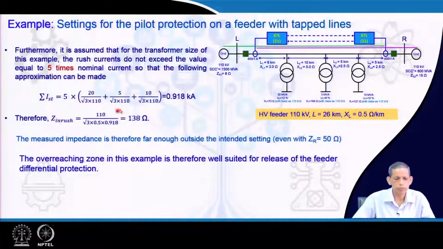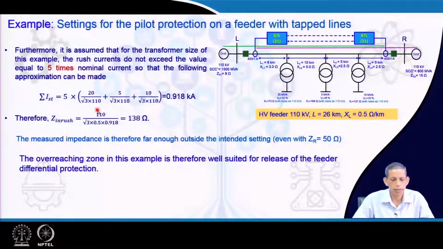So, going to that, let us consider that the inrush current in each tapped line is 5 times the nominal current of that branch. The nominal current corresponds to 20 MVA here, 5 MVA here, and 10 MVA here. So, the total sum of the inrush current, which is 5 times the nominal current of the first transformer, second transformer, and third transformer, results in the total current during inrush being expected to be 0.918 kilo ampere, 918 ampere.